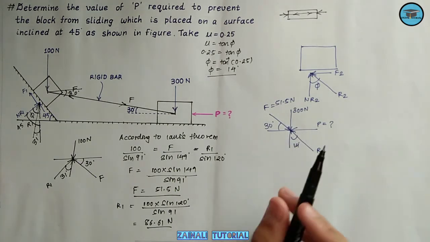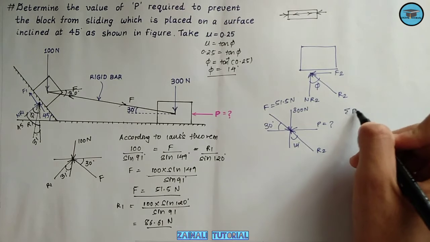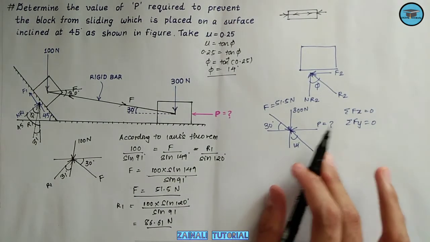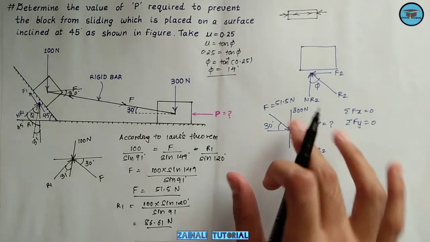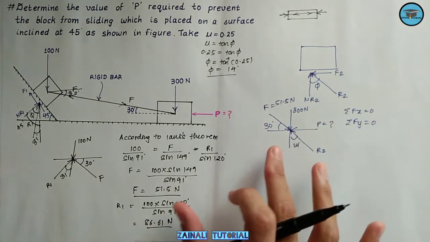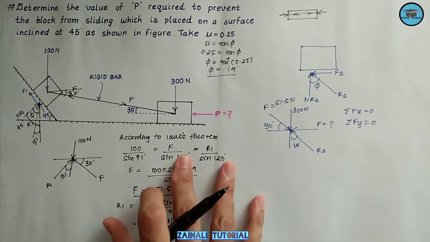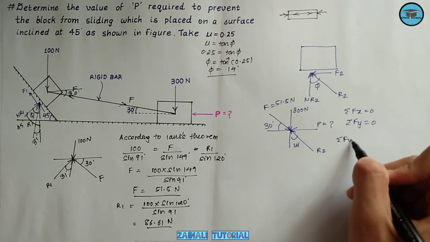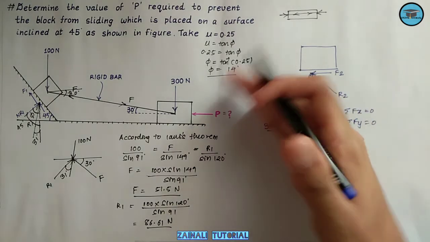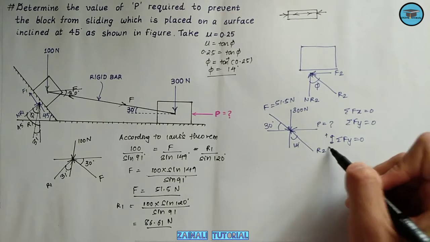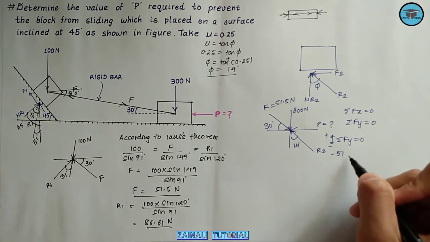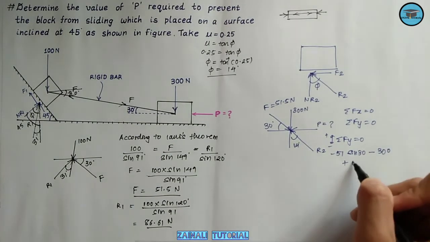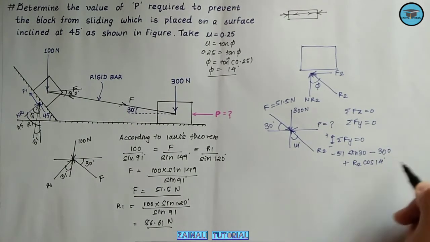So here we need to apply the condition of the equilibrium, that is sigma Fx equals to 0 and sigma Fy equals to 0. This point to be noted that Lami's theorem here cannot be applied because there are 4 forces, not the 3 forces. For maximum 3 forces we can apply the Lami's theorem. So we are applying the condition of equilibrium as sigma Fy equals to 0. So upward force positive, downward force negative. So minus 51.5 sine of 30 minus 300 plus R2 cos of 14 degree, that is equals to 0.